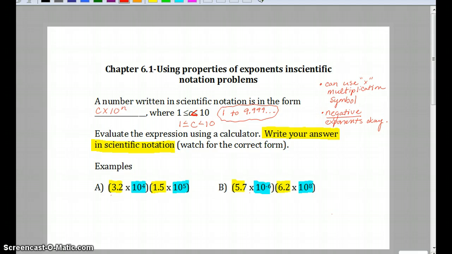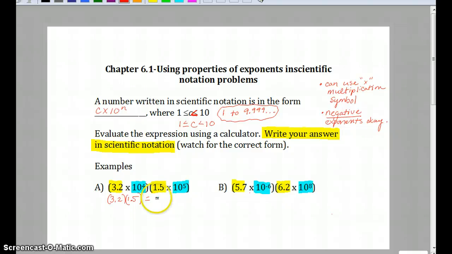All right, let's go ahead and do letter A. The highlighting is going to be helpful to you. So we're going to use the parts, the 3.2 and the 1.5, that are highlighted in the same color together. You're going to want to use a calculator to do this. Again, you're going to evaluate each expression using a calculator, and you're going to write your answer in scientific notation. Again, be careful for the correct form. That is an area where sometimes mistakes are made.